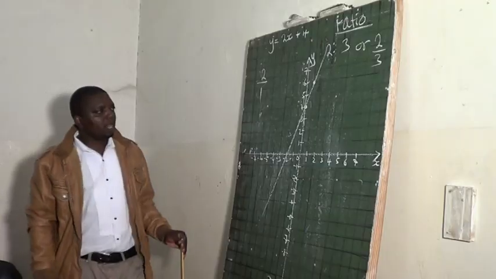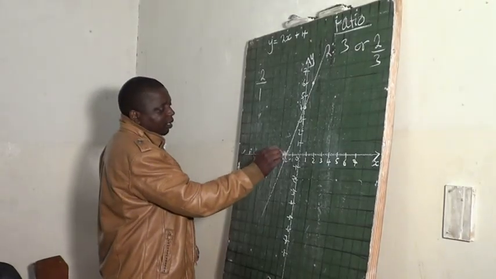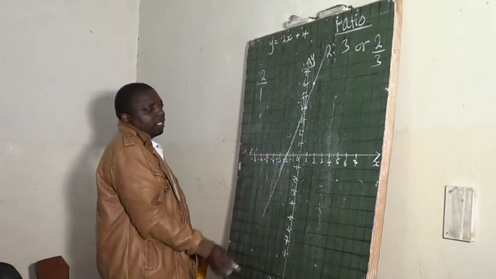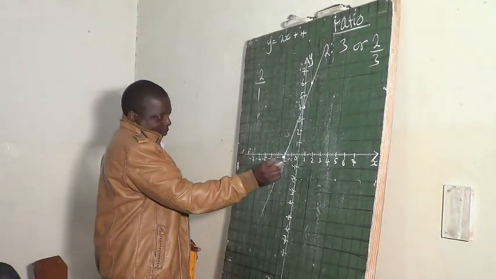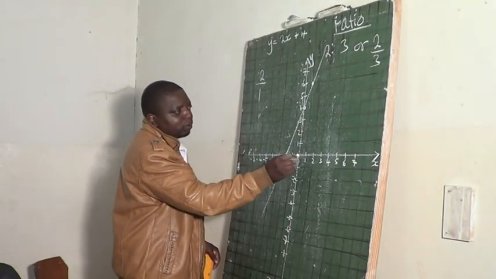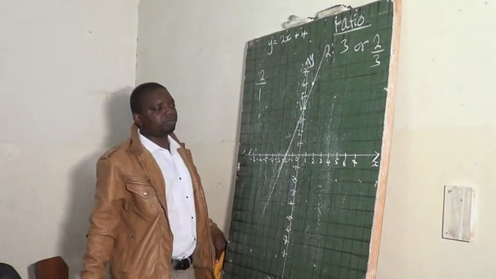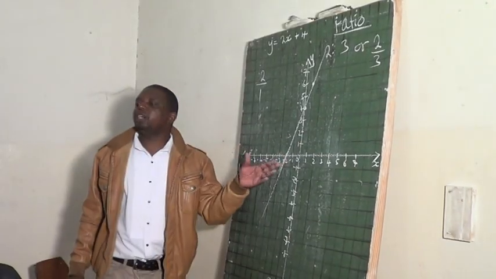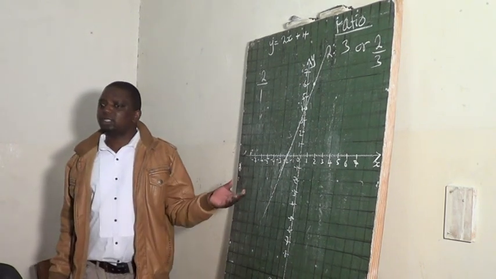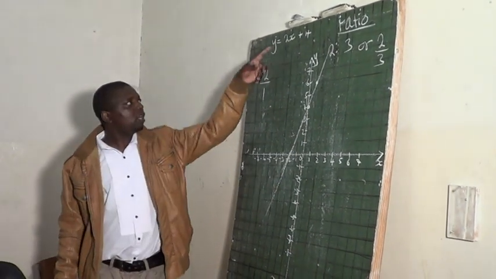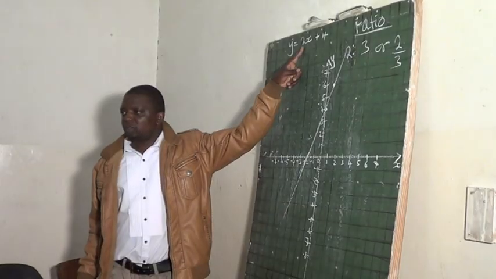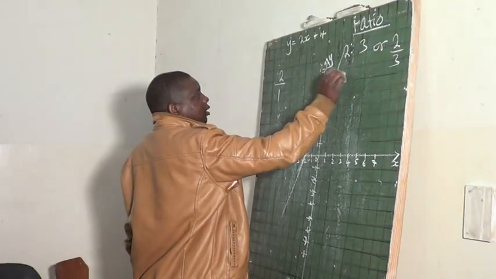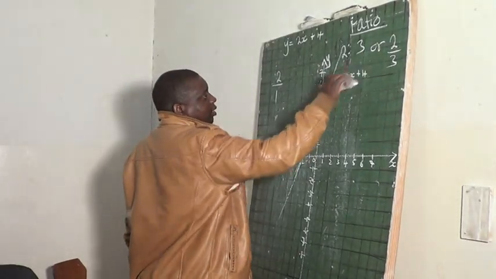Right. You must also cut here at 2 and at -2. Check for yourself: when the horizontal distance is 2, the vertical is 4. Vertical over horizontal, 4 over 2, reduces to 2. We are saying our gradient is 2. So this is the line of the equation y is equal to 2x plus 4.